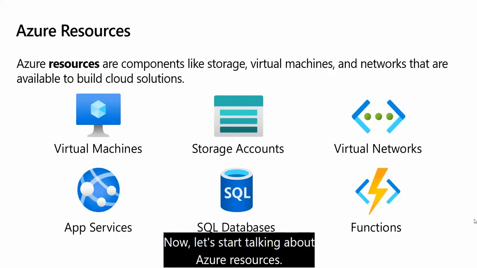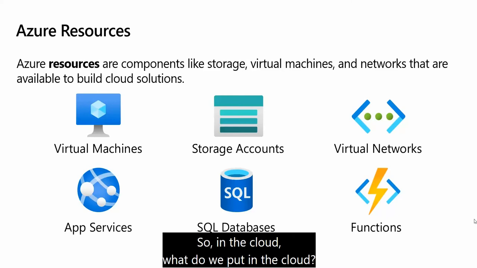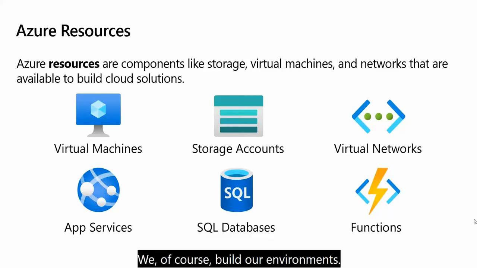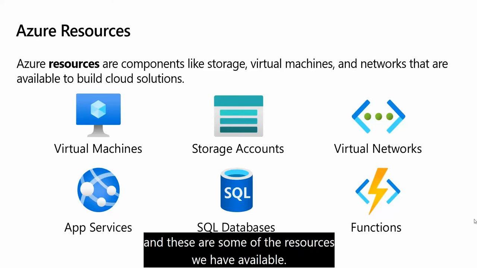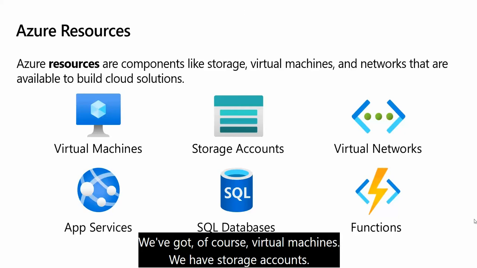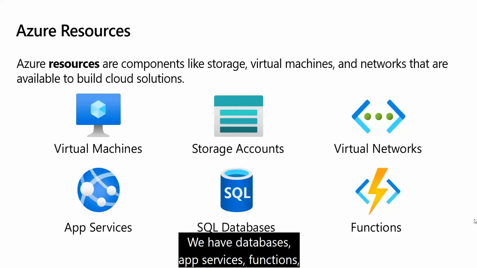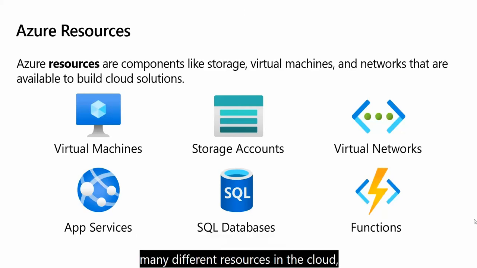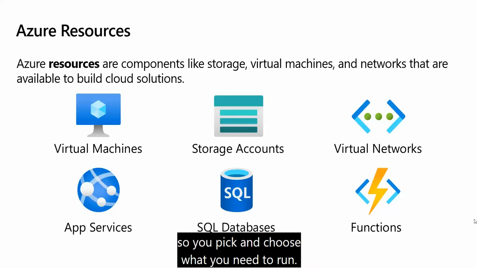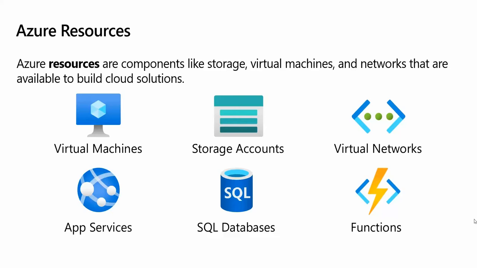Now let's start talking about Azure resources. So in the cloud, what do we put in the cloud? We, of course, build our environments. We build our applications. We put our databases there. And these are some of the resources we have available. We've got, of course, virtual machines. We have storage accounts. We have databases, app services, functions, many different resources in the cloud. So you pick and choose what you need to run.